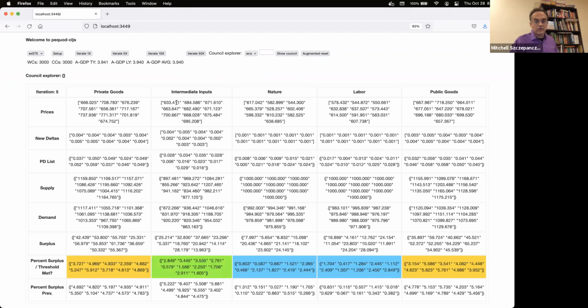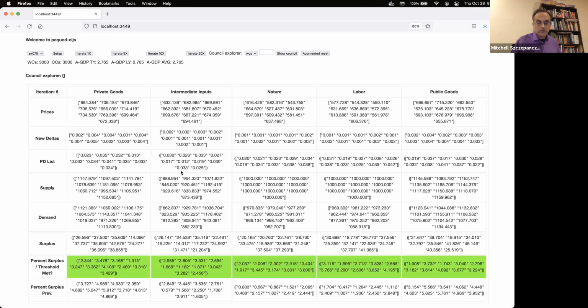Almost there. We have now achieved the threshold we want for intermediate inputs. For private goods, we're getting close. We just have a couple of outliers within the 5% threshold. Same for, well, 3 here, 1, 2, 3 within public goods. Let's iterate again. Do we get there with iteration number 6? We do. In fact, we all received the three sets.